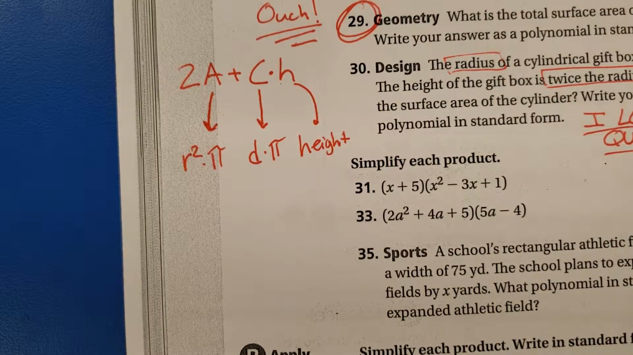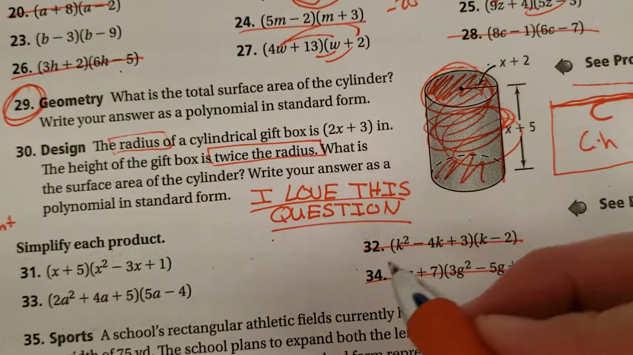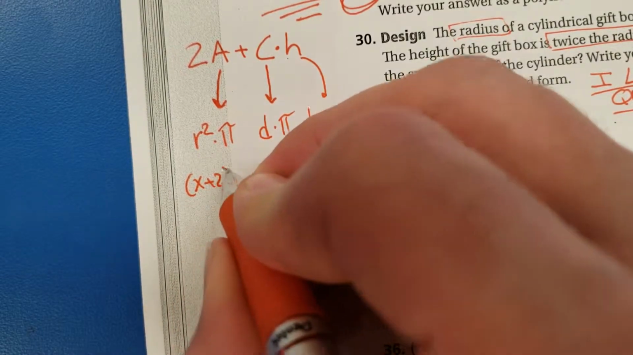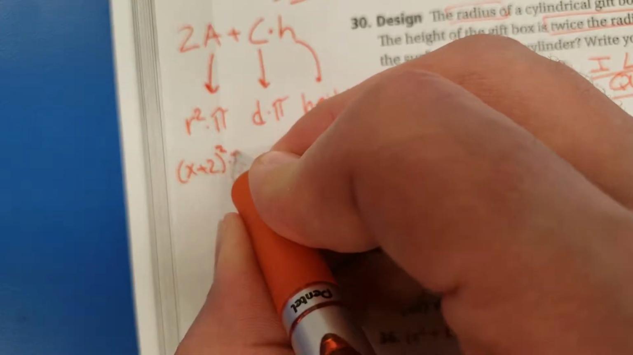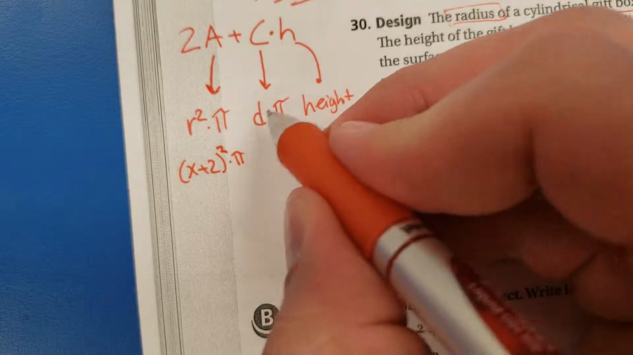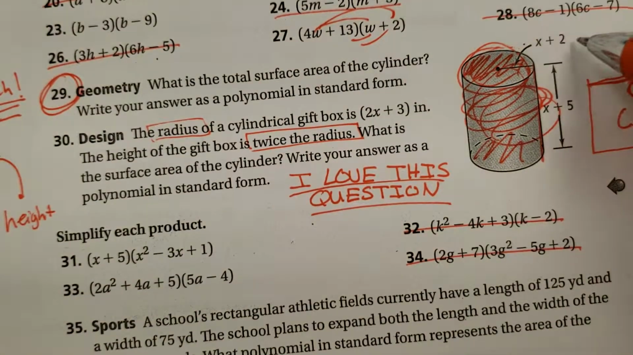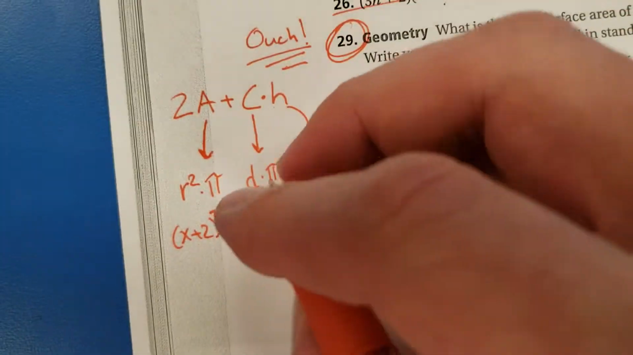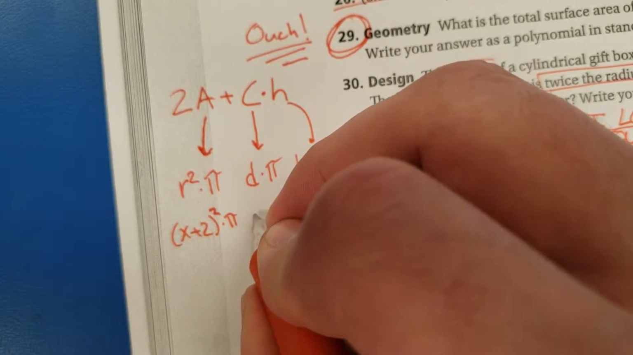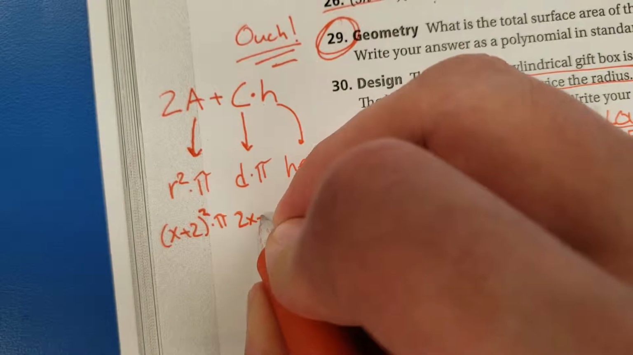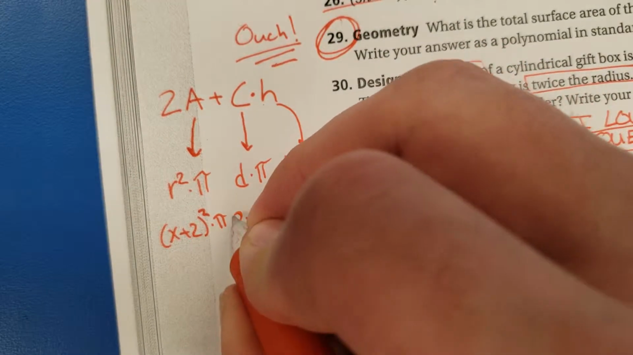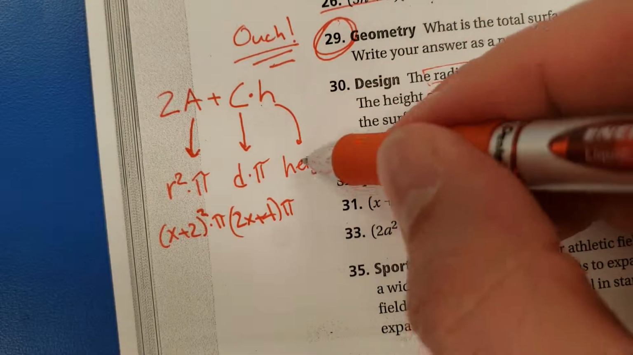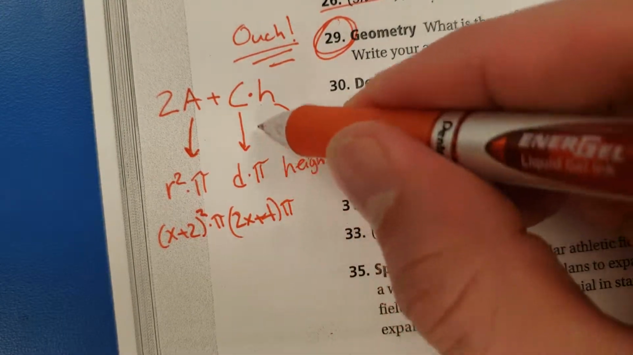So I'll write it out for you. The radius was x plus 2, so you'd have to go x plus 2 squared times pi. Again, use pi as a symbol. The diameter would be 2 of these, so the diameter would be, gross, 2x plus 4, okay, times the height. Oh yeah, it's times the height.